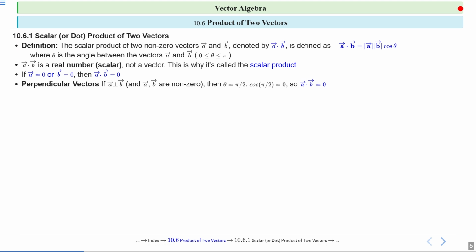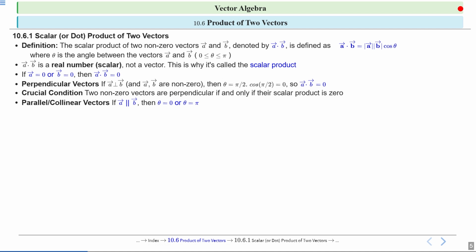Now perpendicular vectors. Consider two vectors. If vectors a and b are perpendicular, the angle theta between them is pi by 2. Since cos pi by 2 is equal to 0, the scalar product a dot b is 0. This is a key property of perpendicular vectors. So this leads us to a crucial condition. Two non-zero vectors are perpendicular if and only if their scalar product is 0. This is a useful test for checking perpendicularity in vector analysis.